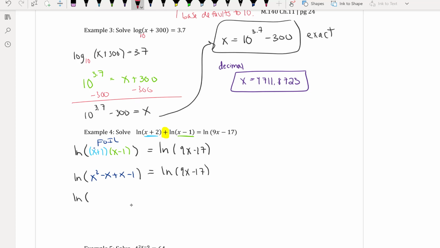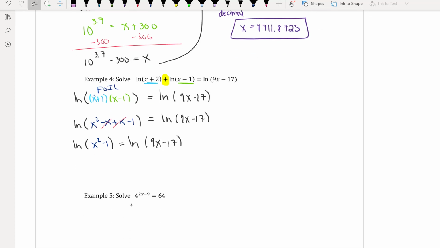So the nice thing about this is that the negative x and the positive x cancel out, so you're just left with an x squared minus 1. And it's equal to the ln of 9x minus 17. And since you have ln on both sides, you can think about it as doing e to both sides, so it can cancel. So then that way you will be left with x squared minus 1 is equal to 9x minus 17. And since it's a degree 2, or exponent of 2, I'm going to set everything equal to 0. So I'm going to subtract 9x from both sides. I'm going to add 17 to both sides.